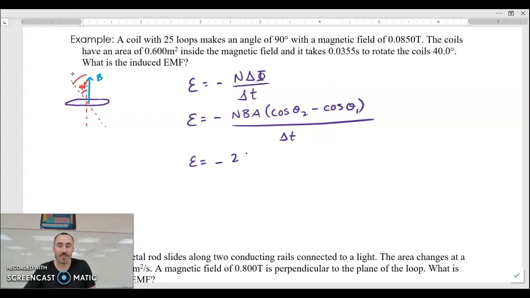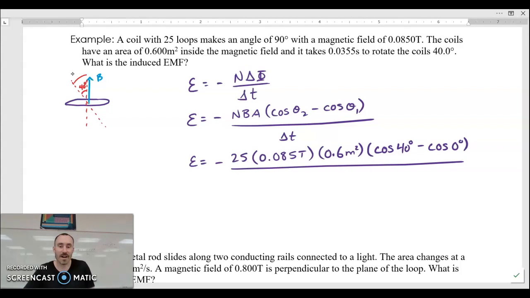N is 25. B is 0.085 teslas. The area is 0.6 square meters. Conceivably it could give you the dimensions of the loop, and then you have to figure out the area of the loop and put it in there. But that's going to be rare when you're working with a formula this big already. And then we're doing the cosine of theta 2, which was 40 degrees, minus the cosine of 0 degrees.